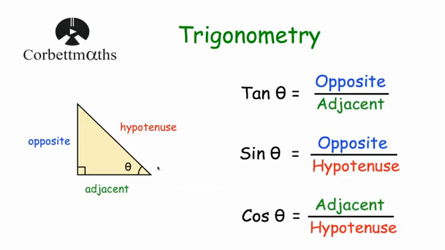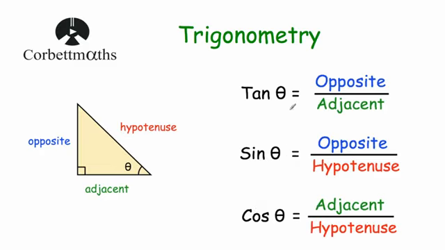The trigonometric ratios are: the tan of this angle is equal to the opposite divided by the adjacent. The sine of this angle, sine β, would be equal to the opposite divided by the hypotenuse. And finally, the cos of this angle would be equal to the adjacent divided by the hypotenuse. So there are the trigonometric ratios, and they're really important to learn: the tan of β is equal to the opposite divided by the adjacent, the sine of β is equal to the opposite divided by the hypotenuse, and finally the cos of β is equal to the adjacent divided by the hypotenuse.